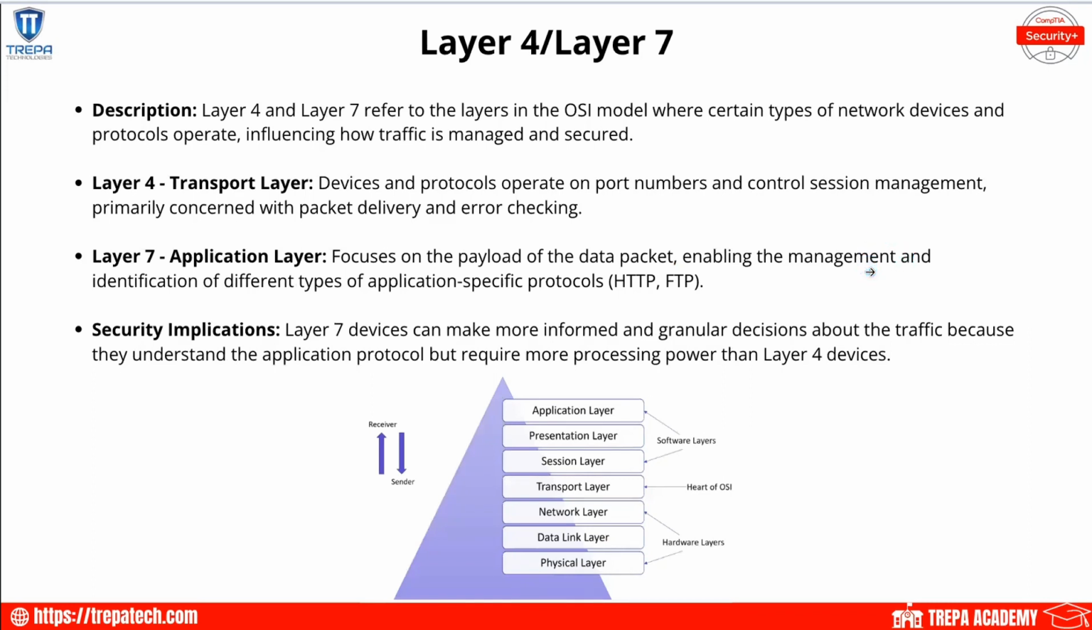Okay, layer 4 and layer 7. Right now we talk about layer 4, layer 7. Obviously, these are the layers on the OSI model, but this is how we can potentially do filtering, right? We can filter based off that transport layer, going over the different ports and protocols, or we can filter based off the application layer, actually looking at the application-specific protocols and packet payloads.